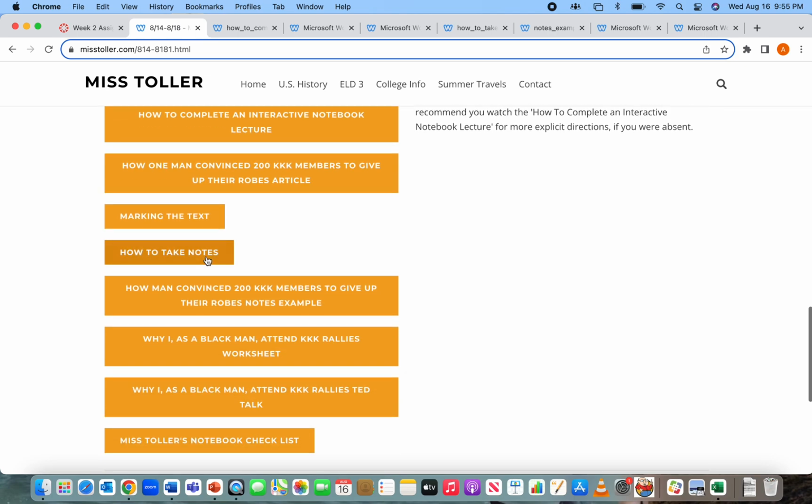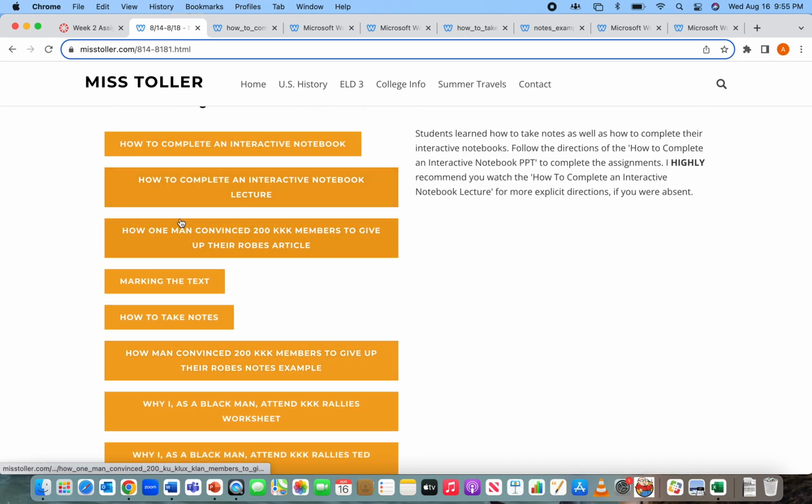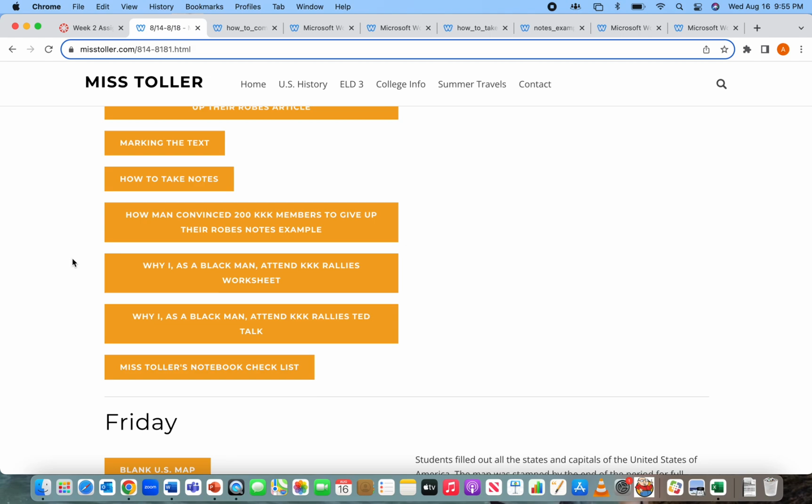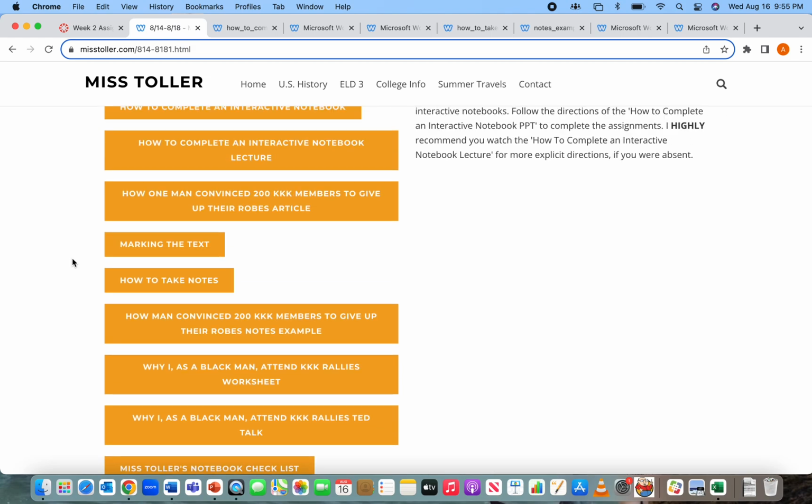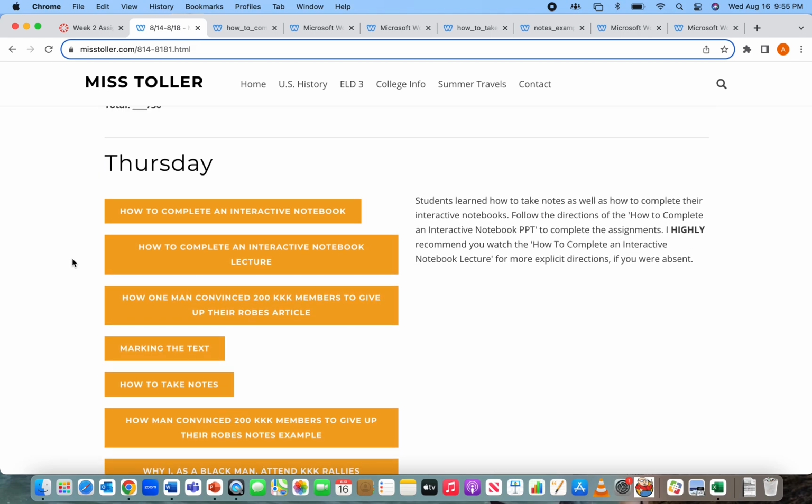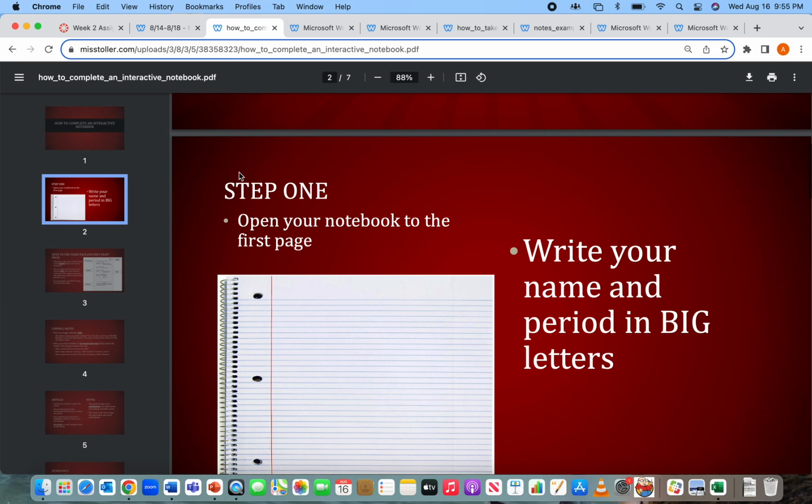But when you go down to Thursday, you're going to see tons of orange tabs here. It's going to seem really overwhelming, which is why I wanted to go through it so that you understand what it is that you'll need to do and what not to do. So the how to complete an interactive notebook, when you click here, this little PowerPoint's going to pull up.